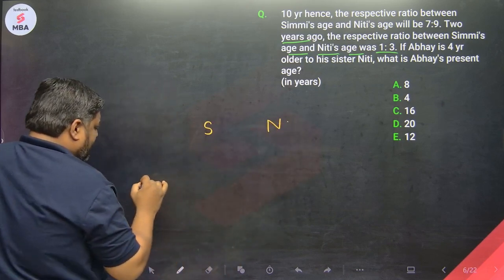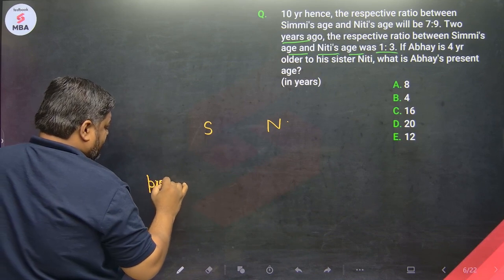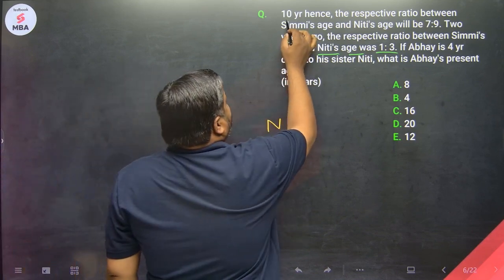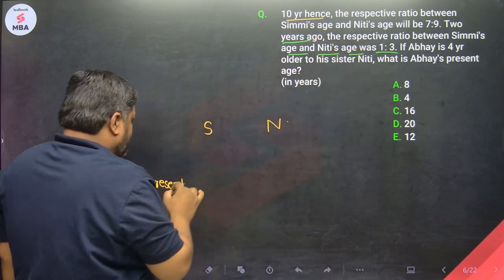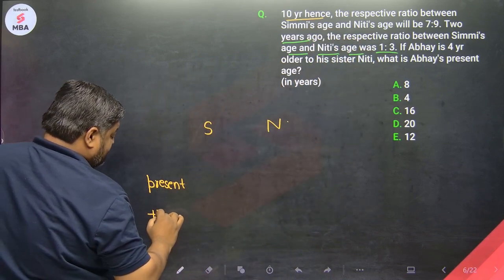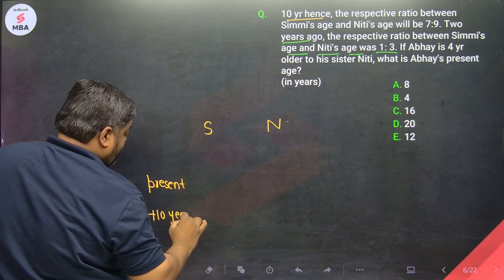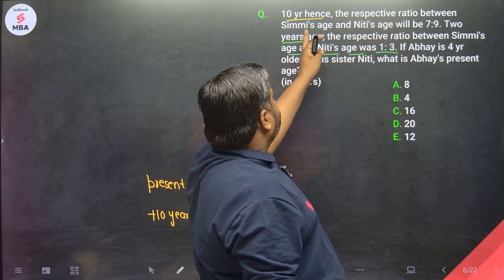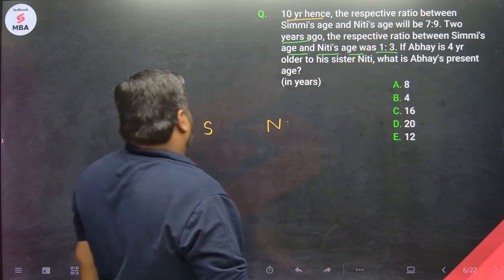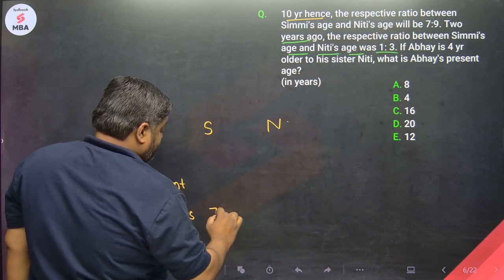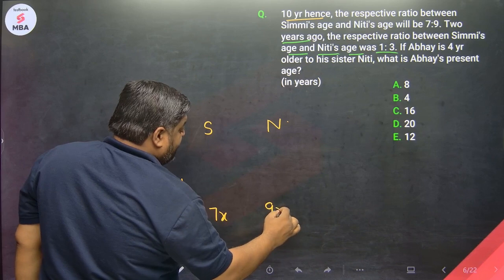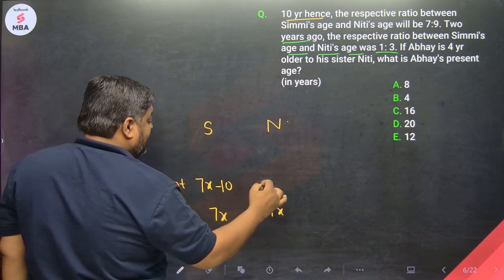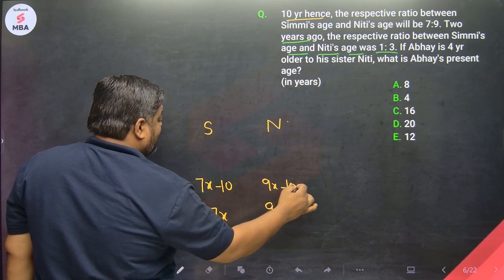A timeline is always of the present. Now the question says 10 years hence, 10 years from present, so another timeline comes, plus 10 years. 10 years hence, the respective ratio between Simmi and Niti is 7:9. Call this 7x and this 9x. So what will their present ages be? 7x minus 10, 9x minus 10.